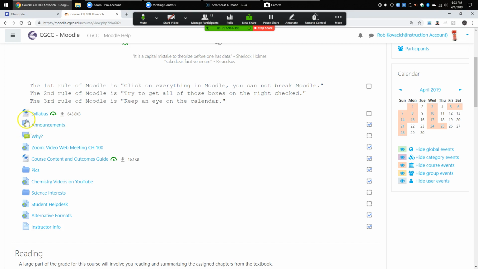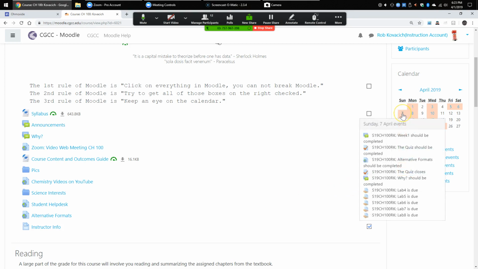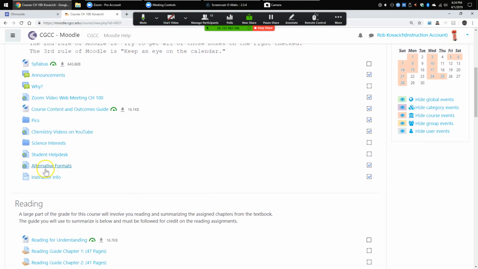This little icon right here that looks like two little talking bubbles, that means a forum. If I hover over this, it's saying that the week 1 forum should be completed. So that's the question, ask a question, answer a question. You should also be done with the quiz. And you should have clicked on something that says alternative formats, which is this one right here.